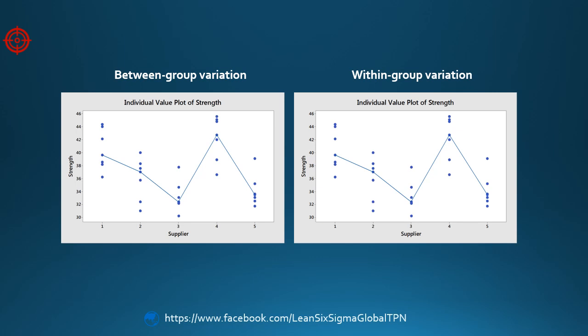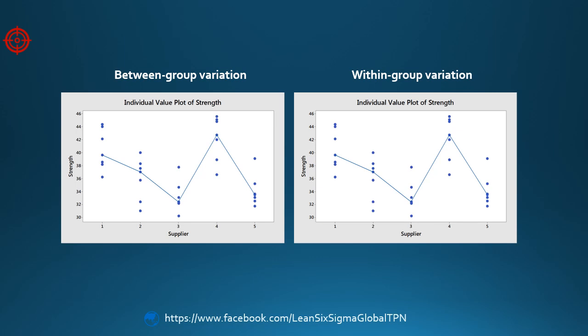In ANOVA, we compare between group variation to within group variation to determine whether real differences between groups exist. If the between group variation is small relative to the within group variation, there is little evidence that the population means differ. On the other hand, if the between group variation is large relative to the within group variation, evidence suggests that the population means are not the same.